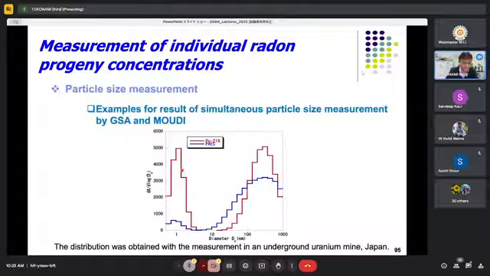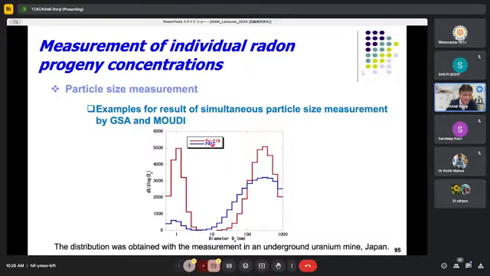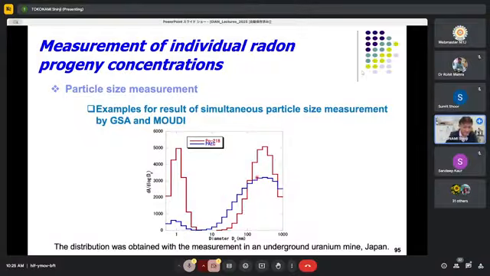Red line represents polonium-218 activity. Blue lines represent PAEC, potential alpha energy concentrations. And here is an attached progeny. The modal diameter is around 200 to 300 nanometers. This distribution was obtained with a measurement in an underground uranium mine in Japan.